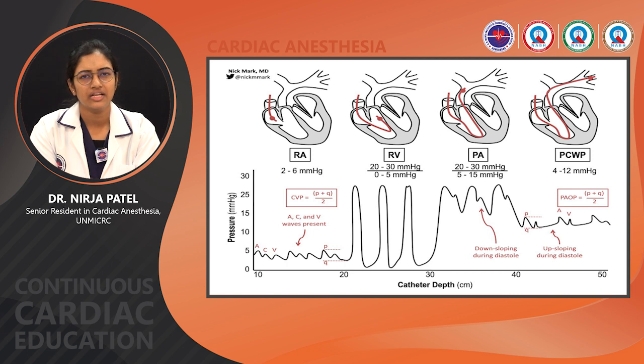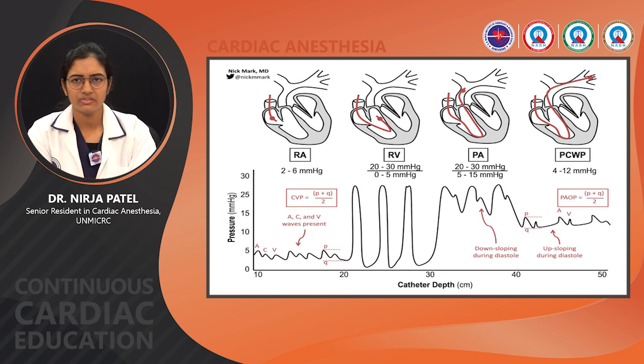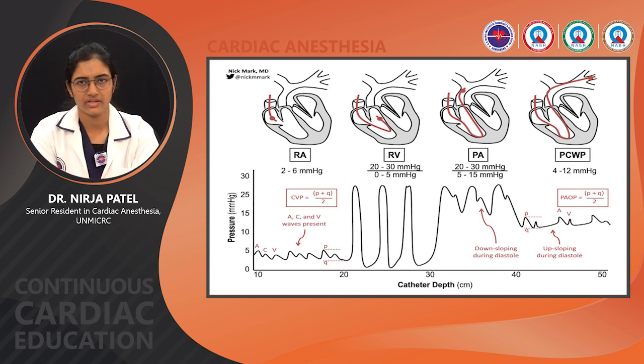At an insertion depth of 30 to 40 centimeter, the catheter is in the pulmonary artery, so diastolic pressure will shoot up. Systolic will be around 20 to 30, but diastolic will be around 5 to 15. We can see a down sloping during diastole. And at the level of 40 to 50, mostly around 50, the catheter is in wedge position. It is in the pulmonary capillary position. So we will see the pulmonary capillary waveform, and the pressure is around 4 to 12 mm of Hg.